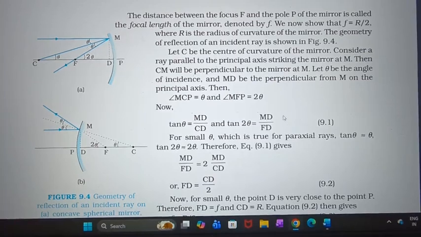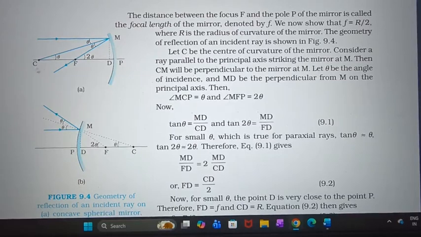So you can tell in the introduction that we took a concave mirror, and this is the center of curvature and this is the principal focus, with the incident ray, light coming parallel. You have to write that in the introduction part and then we can start. So they have told MCP is theta, then MFP is 2 theta.